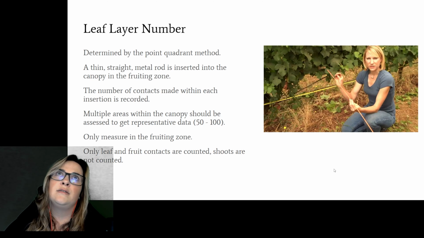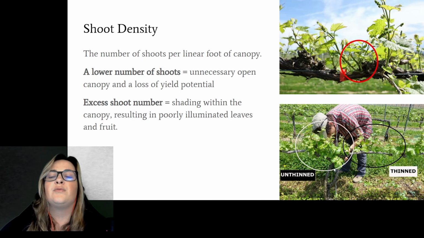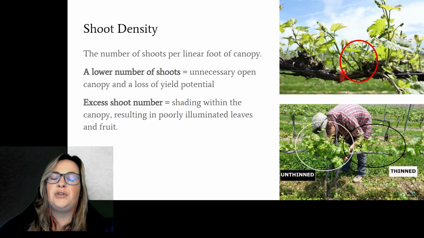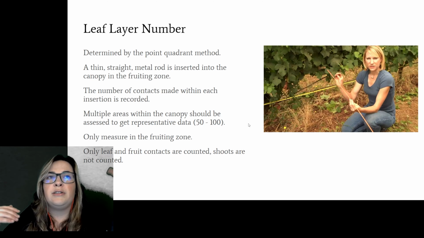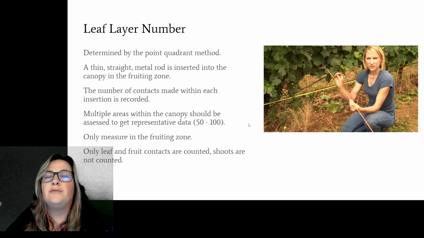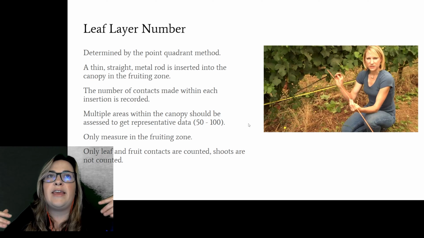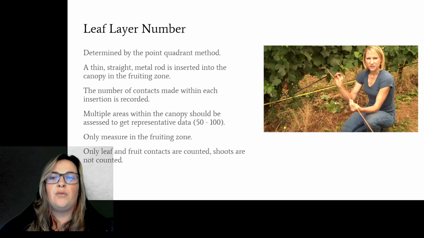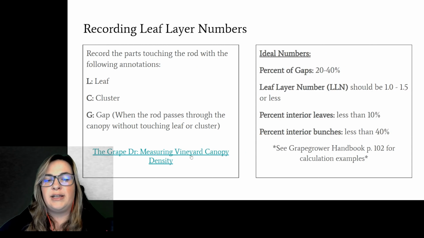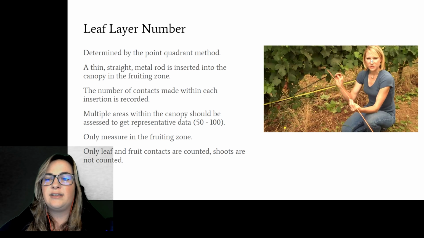Shoot density is really dealt with much earlier in the season when all these shoots are still young and also very small. Leaf layer number has to do with much later in the season when we've already started to develop fruit, right? And the canopies are most completely full at this point, right? So leaf layer number is going to tell you the density of your canopy by using what's called the point quadrant method. We have a video attached on this next slide where this really nice lady goes over how to do this method.